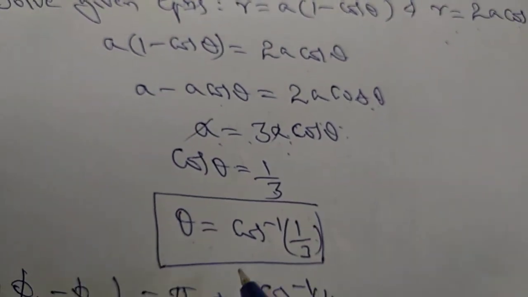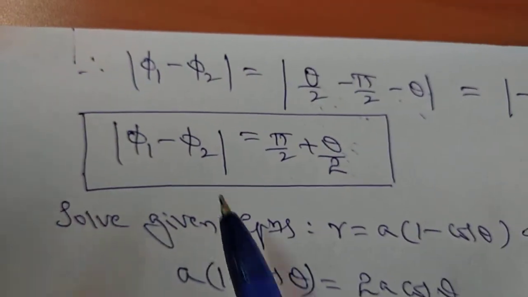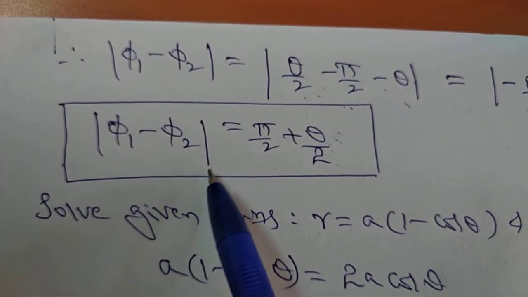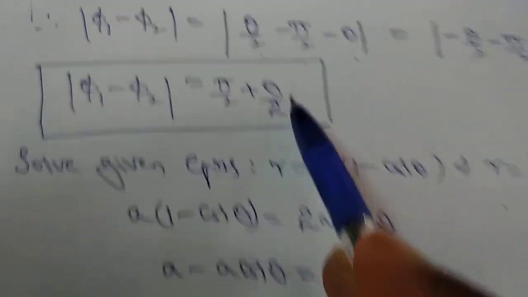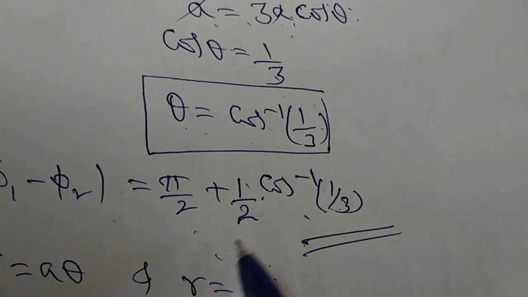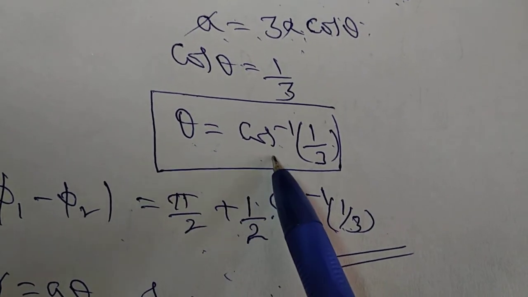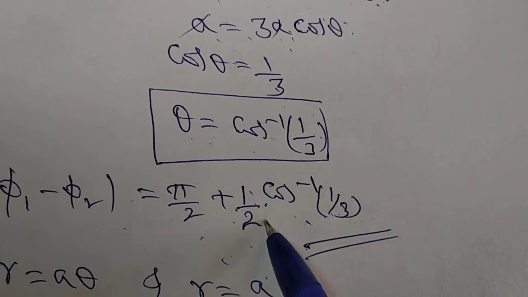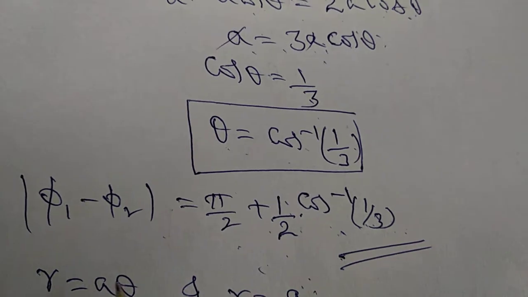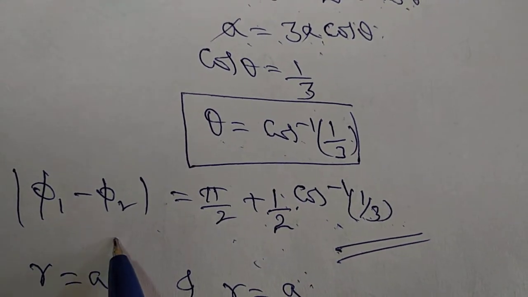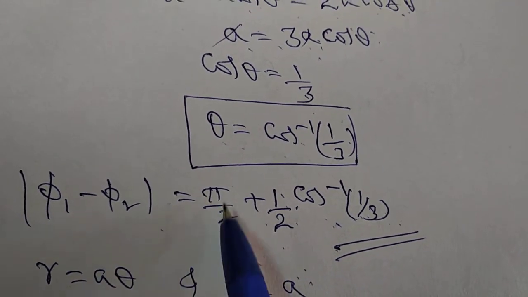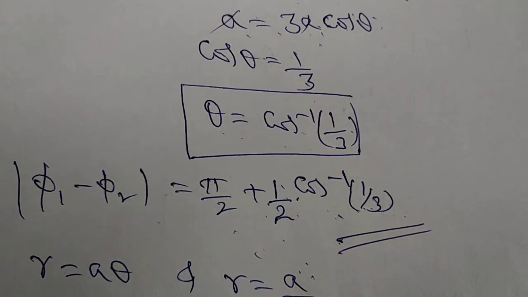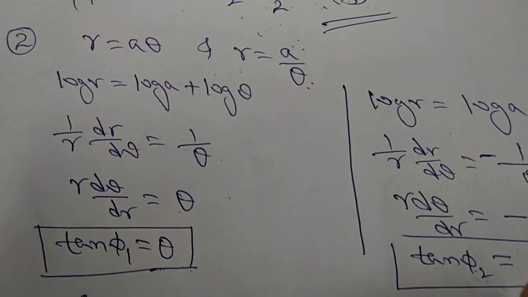Now you have to substitute this theta value here. So modulus of phi 1 minus phi 2 is equal to pi by 2 plus theta by 2. Theta means cos inverse of 1 by 3, and the 2 is there, so 1 by 2 cos inverse of 1 by 3. So modulus of phi 1 minus phi 2, the angle between the two curves, is pi by 2 plus 1 by 2 cos inverse of 1 by 3. That is the answer.